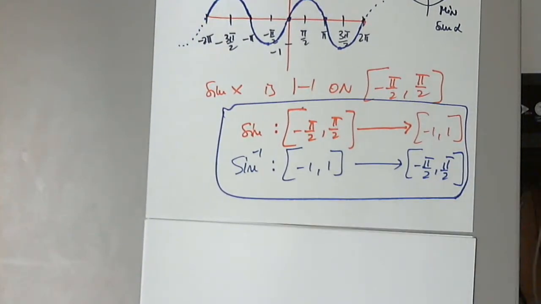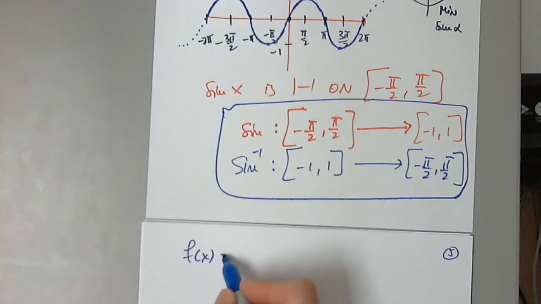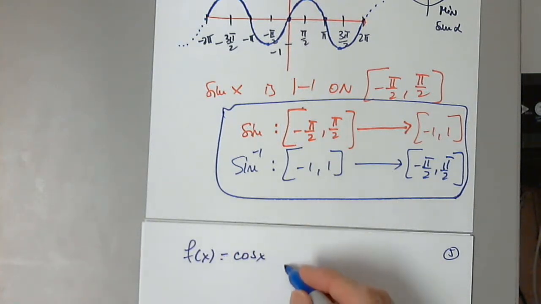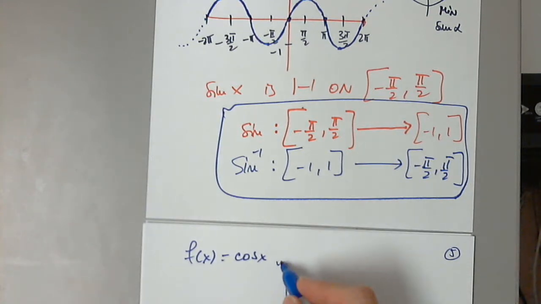Let's take a look at cosine. We'll come back with examples in a minute. So f of x equals cosine x. Same graph. Pi over 2, pi, 3 pi over 2, 2 pi. Negative 2 pi, negative 3 pi over 2, negative pi over 2. 0, of course, pi over 2, pi, 3 pi over 2, and 2 pi.